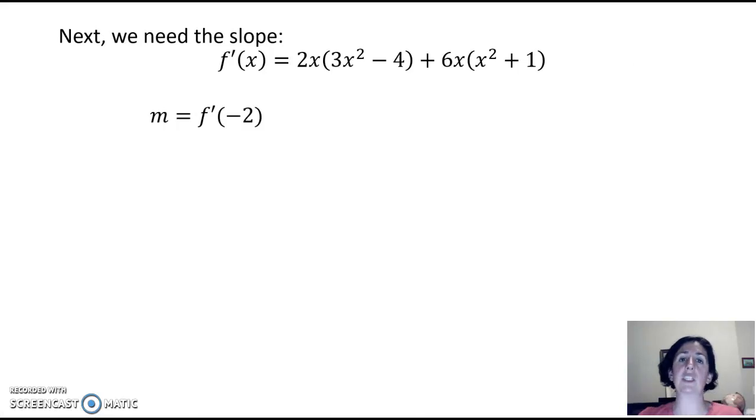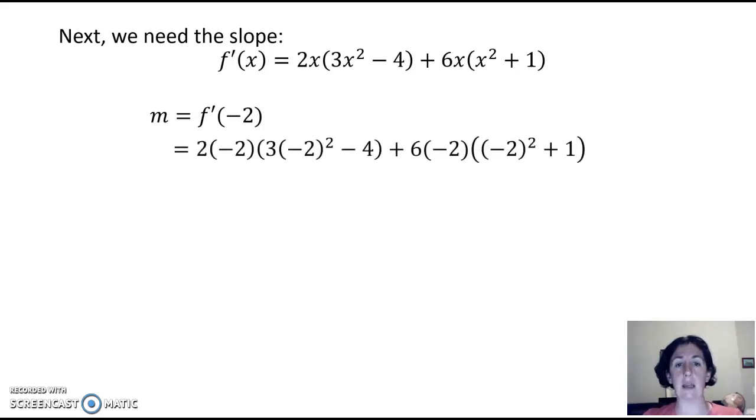Remember, the derivative just gives you the formula to find the slope of the tangent line at any point. We specifically want it when x equals negative 2 at the ordered pair negative 2, 40. So the slope we're looking for will be the derivative evaluated at negative 2. So when I plug negative 2 into my derivative, I will get a slope of negative 92.